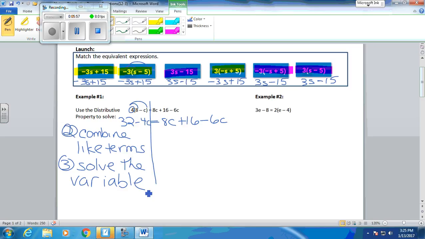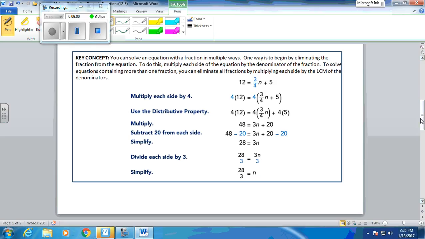So now, on the key concept, it says that you can solve an equation with a fraction in multiple ways. We've already talked about that if you have an equation with a fraction in it that's being multiplied by the variable, you can multiply that variable and coefficient by the reciprocal to cancel it out. But here they're telling us that one way is to begin eliminating the fraction from the equation. To do this, multiply each side of the equation by the denominator of the fraction. To solve equations containing more than one fraction, you can eliminate all fractions by multiplying each side by the LCM of the denominators.